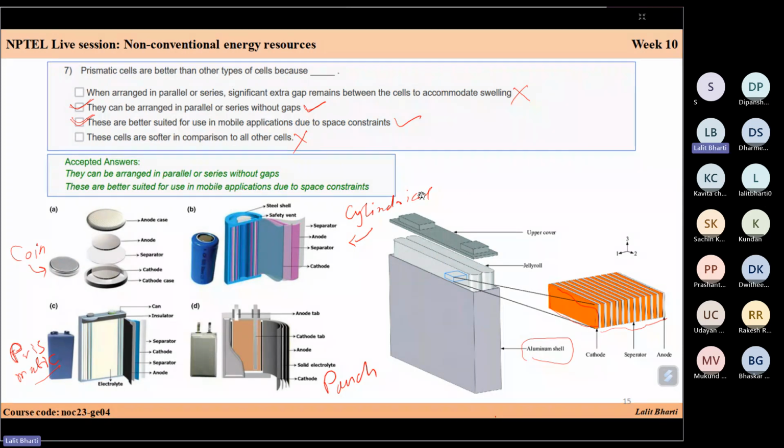Then we are at the seventh question. It says prismatic cells are better. Excuse me, sir, one query. Yes, sir.